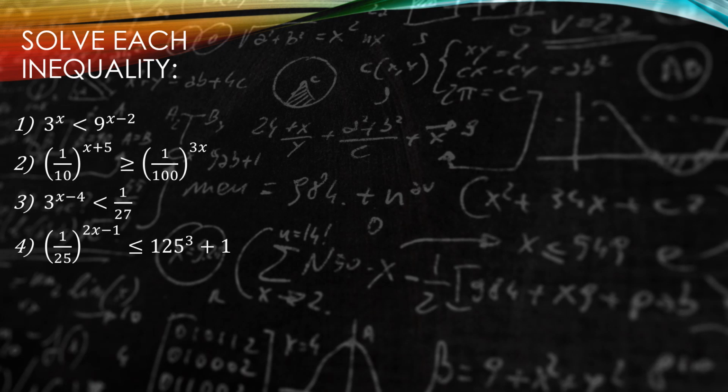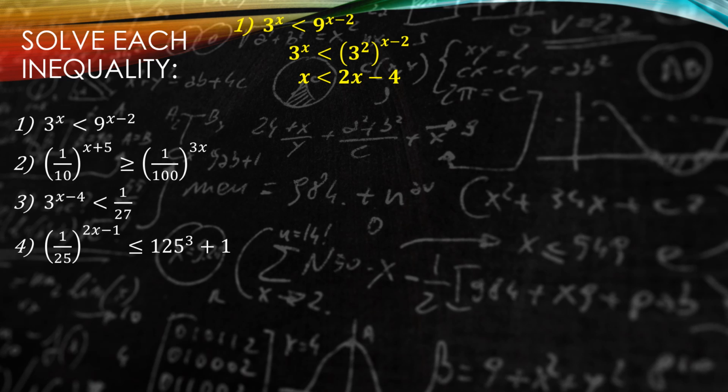Now, let's solve these exponential inequalities. Number 1. 3 raised to x is less than 9 raised to x minus 2. So, same with solving exponential equations, ang gagawin din natin dito is dapat maging the same ang kanilang bases. So, yung 9 dito, pwede siyang maging 3 squared. So, magiging 3 raised to x is less than 3 squared raised to x minus 2. Since the same na ang kanilang bases, so copy lang natin as well as the inequality sign. So, magiging x is less than 2x minus 4.